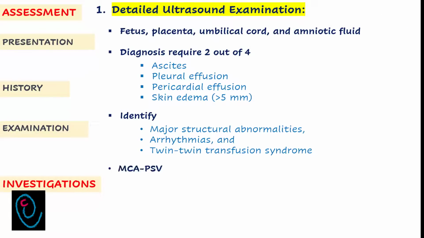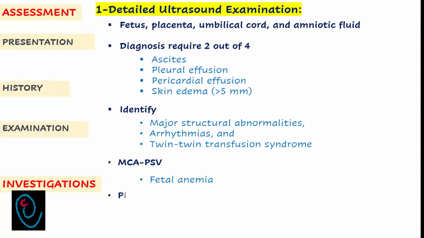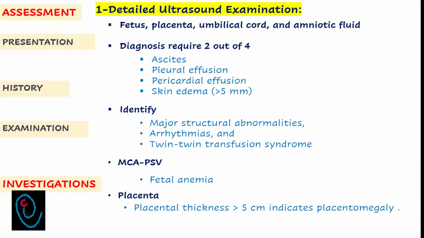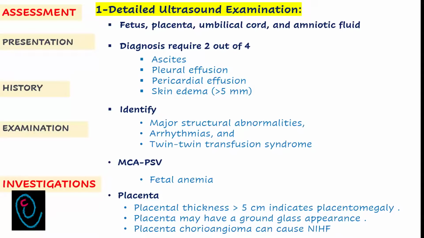Another important use of ultrasound is measurement of middle cerebral artery peak systolic velocity to identify fetal anemia. Ultrasound also examines the placenta. Placental thickness more than 5 mm indicates placentomegaly. The placenta may have a ground glass appearance, and placental chorioangioma can cause non-immune hydrops fetalis.